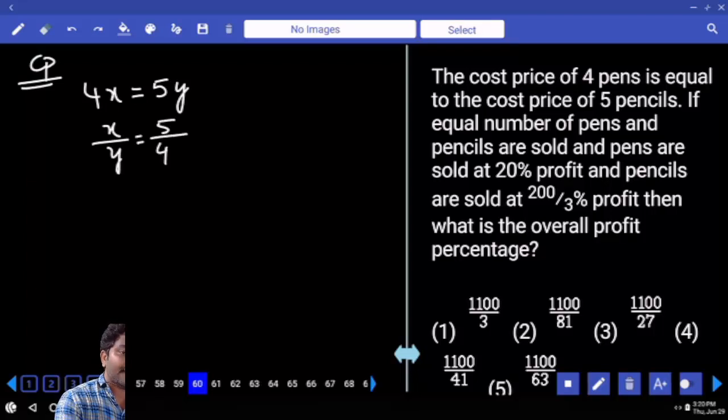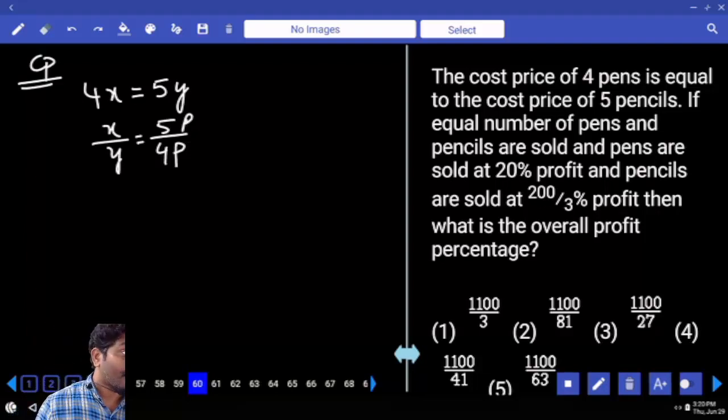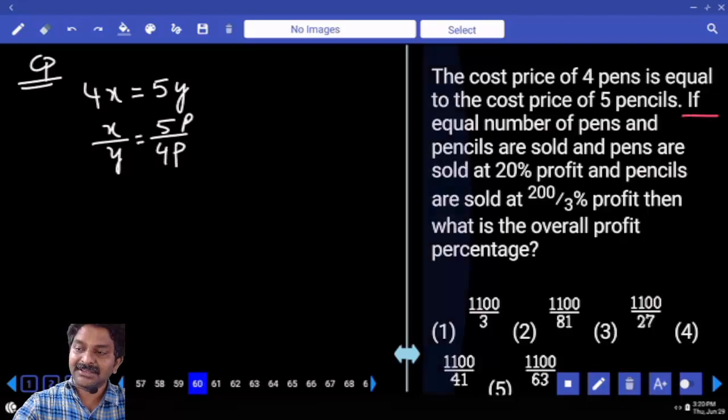Yes. Now I'll take x is equal to 5 parts, y is equal to 4 parts. It is a ratio, right? So now can you tell me what is the cost price of pen? 5 parts. Cost price of pencil? 4 parts. Okay, that is over. Next.